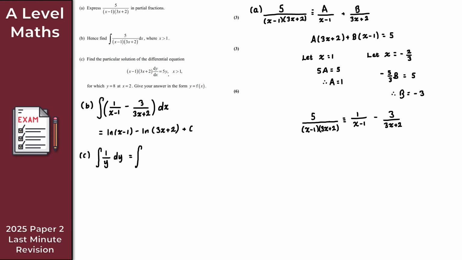I now need to divide both sides by x minus 1 and 3x plus 2. So I get 5. So 5 all over x minus 1 times 3x plus 2. Perfect. Okay. And don't forget here that we're integrating with respect to x. So the left-hand side here, this integral, nice and straightforward, right? That is simply ln y here.